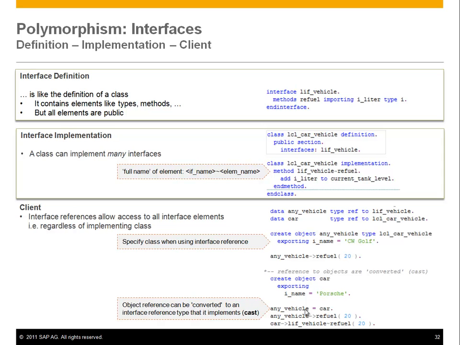So if you have an object reference and it implements an interface, you can get the interface by just assigning it, like you do here, any vehicle equals car. And if you create object, you can also work with interfaces right away if you specify them on the create object directly. So here we can also, after we assign any vehicle, call refuel.